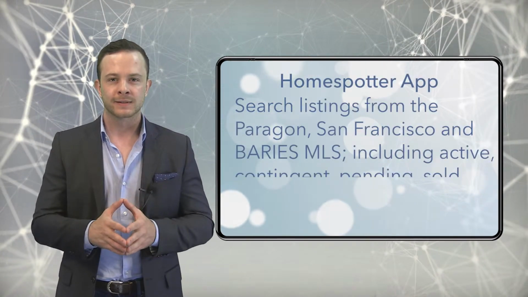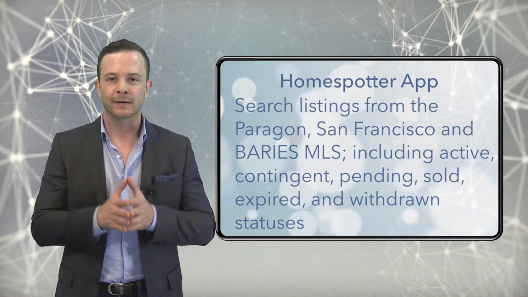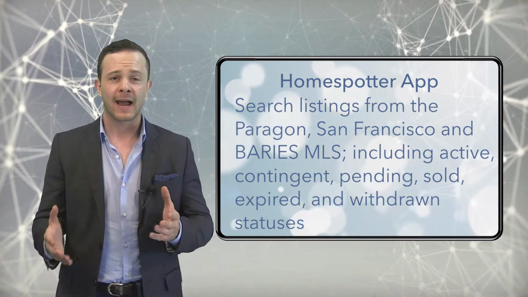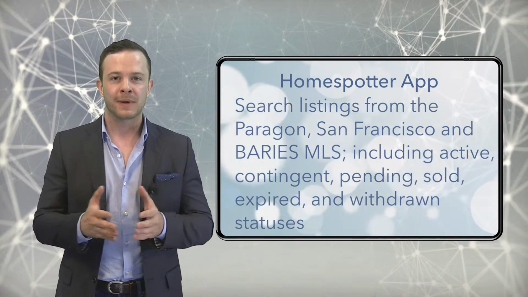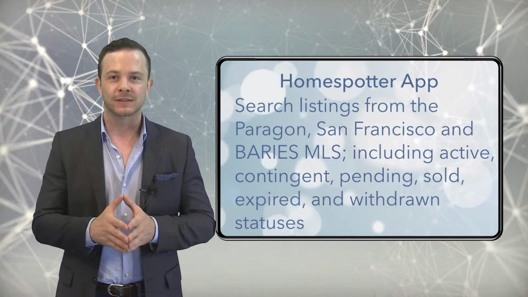HomeSpotter app. Search listings from Paragon, San Francisco, and Barry's MLS, including active, contingent, pending, sold, expired, and withdrawn statuses, all from the HomeSpotter app.